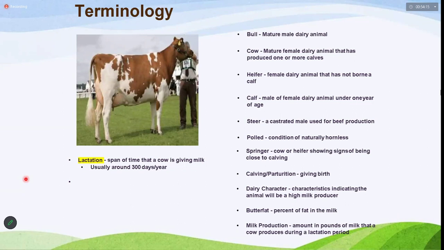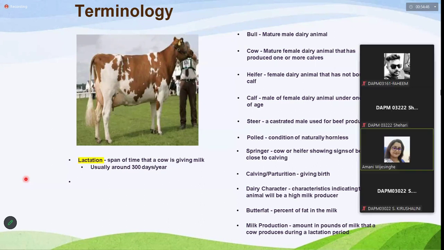The specific wordings are required to discuss this. Okay, so first, you know what a bull is. A bull is a mature male in the dairy industry. Okay, for the mature female we use cow. The heifer means a female dairy animal that has not borne a calf. Then calf means the male or female dairy animal under 1 year of age.